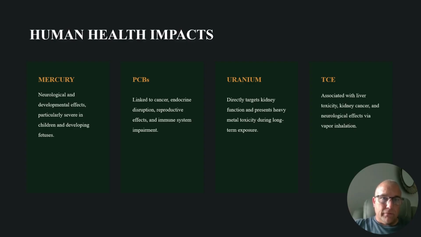Human health impacts. The contaminants present at Oak Ridge can affect human health in different ways, depending on the substance, dose, duration of exposure, and individual susceptibility. Mercury is primarily associated with neurological and developmental effects, particularly in children and developing fetuses. PCBs have been linked to cancer, endocrine disruption, reproductive effects, and immune system impairment.